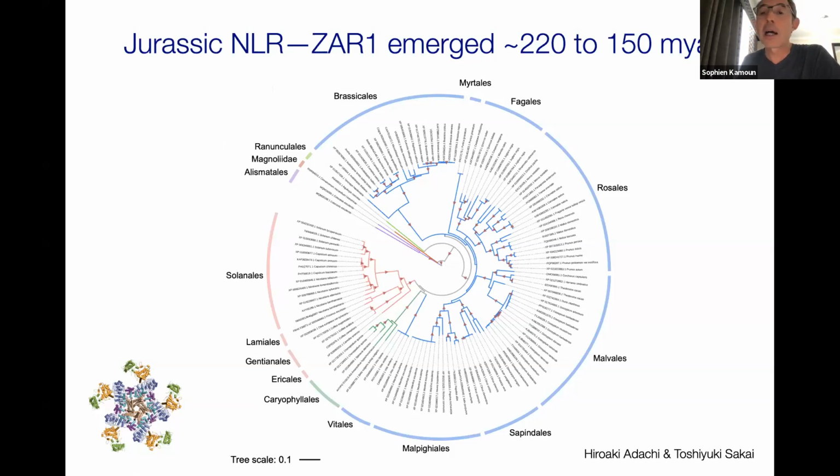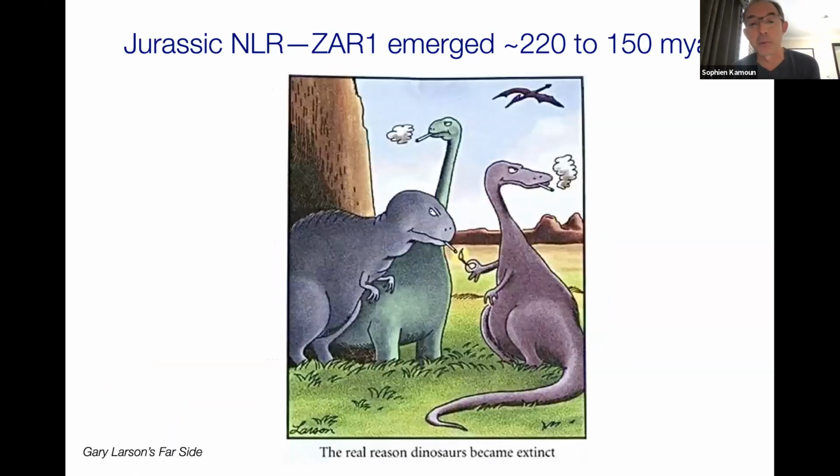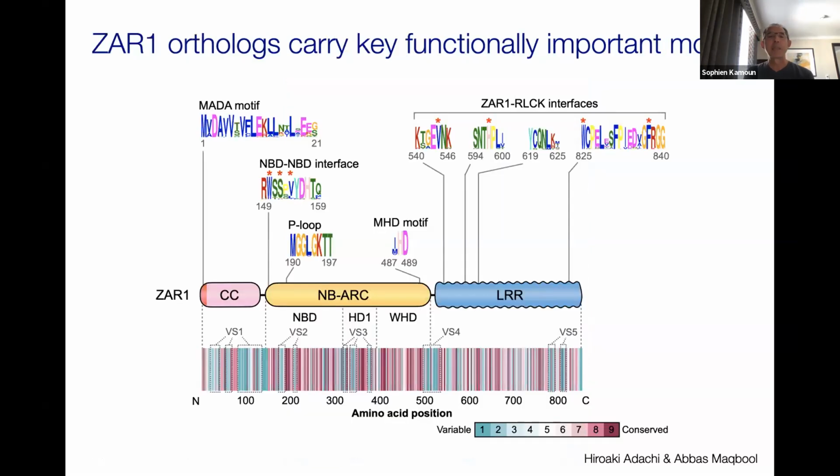So we call it a Jurassic NLR because when dinosaurs were roaming the earth, there were already some flowering plants that started showing up, and those flowering plants had ZAR1. So some of those giant Brontosaurus were probably eating some ZAR1 protein, and the resistosome was probably around at that time. So this approach allows us to develop a pipeline where we can now trace back conserved and divergent features of these proteins across really over 150 million years of evolution.